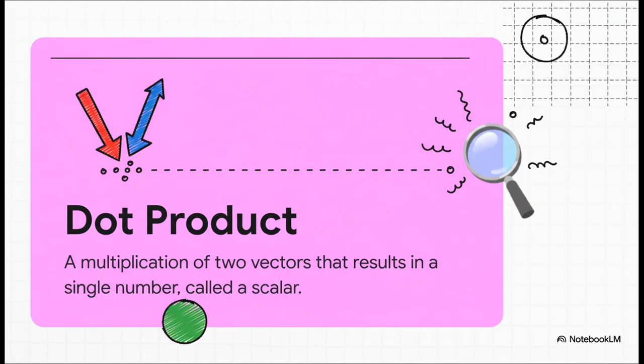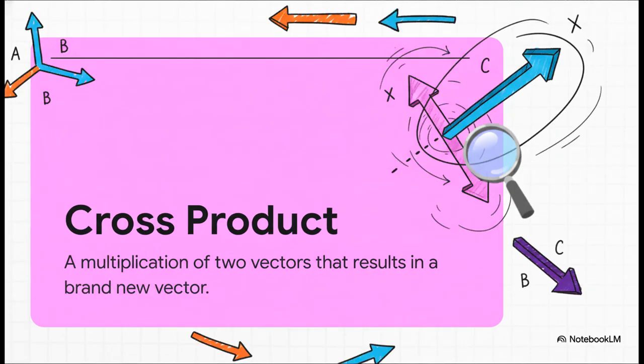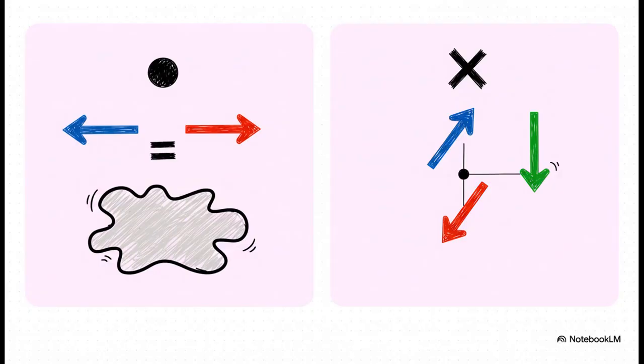First up, the dot product. You multiply two vectors, and what do you get? Just a single number, a scalar. But the cross product? That's a whole other story. It actually gives you a brand new vector. So that's the key difference. Dot product gives a number. Cross product gives a whole new vector.